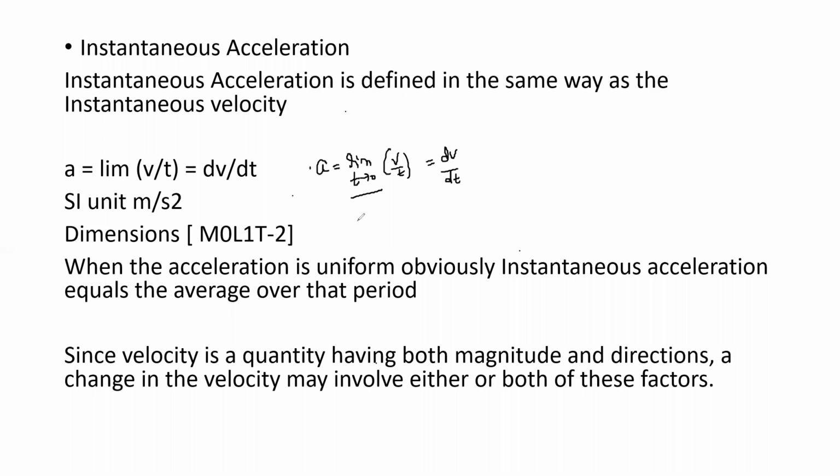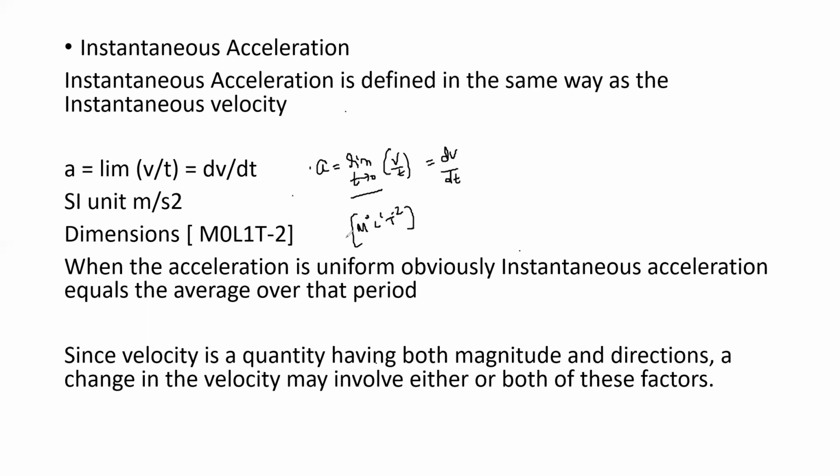So the dimensional formula for instantaneous acceleration or acceleration is the same. It is M raised to 0, L raised to 1, T raised to minus 2. And the unit is meter per second square. Okay, so when the acceleration is uniform, the instantaneous acceleration equals the average over that period. Means when we say that acceleration is uniform, the instantaneous acceleration will be equal.